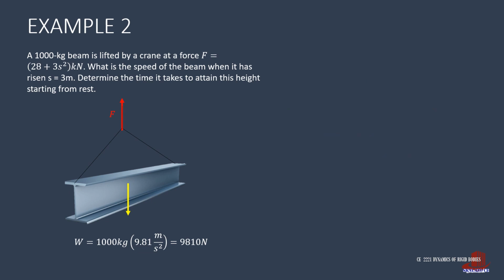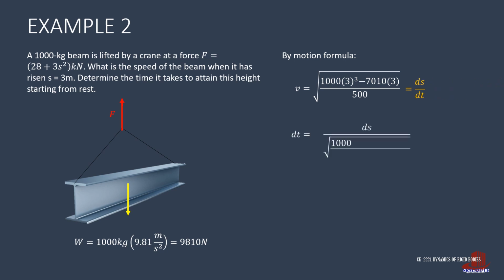For the time it takes to lift the beam to a height of 3 meters, we use the formula for velocity equal to ds all over dt. We take t by integrating the whole equation, where the limits for s are from 0 to s equal to 3. By plugging 3 for s, we take t as 3 all over the velocity of 3.455 to give 0.87 seconds.